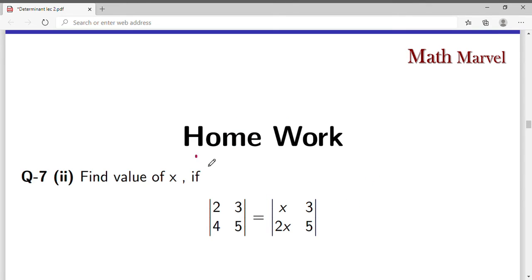One question is for homework. This is question number 7.2. The same type of question we already discussed. So now you can solve this example. Try this at home, and if you have any difficulty then you can discuss through comments.